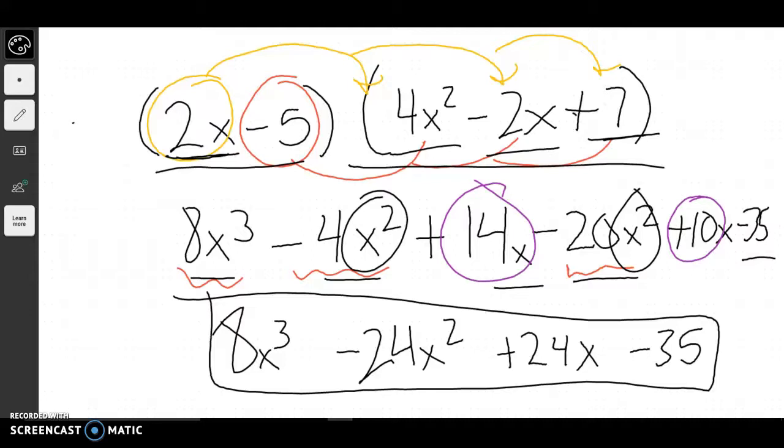So the good way to check to see how many terms you should end up with is the number of terms in this one times the number of terms in that should be the number of terms you end up with. And then once you simplify, you could get fewer terms than that. Try the different examples today.